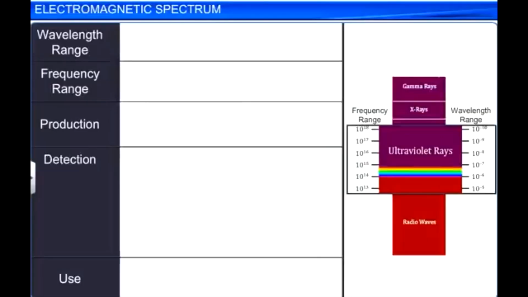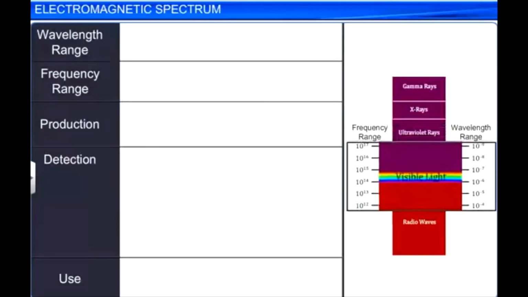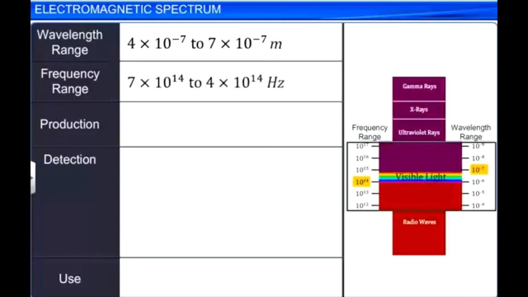Now, let us discuss the most familiar form of electromagnetic waves, that is, visible light. The wavelength of visible light is in the range of 4×10^-7 meters to 7×10^-7 meters. The frequency of visible light is in the range of 7×10^14 Hz to 4×10^14 Hz.